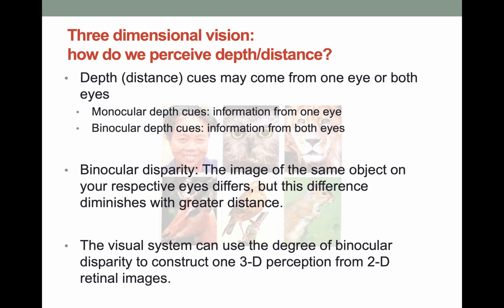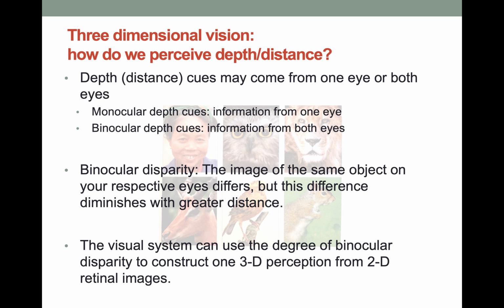Now, depth cues, which are essentially distance cues, may come from one eye or both eyes. We tend to depend a lot on binocular depth cues, unless perhaps you're a pirate. Binocular disparity is when the image of the same object on your respective eyes differs, but this difference diminishes with greater distance. Okay, so this makes it harder to judge the size of objects or the distance between objects the further they are away from us.